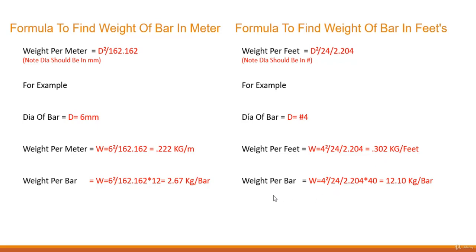If you want to find out the weight of the whole bar, in this case you multiply by the standard length as well. So W is equal to 4 square, that is the dia, divided by 24 divided by 2.204 multiplied by the standard length of bar. The whole bar weight will be equal to 12.10 kg per bar.